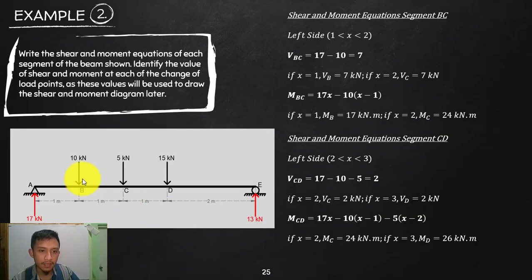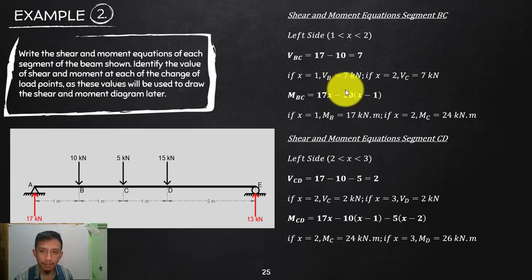Let's go to BC. Cut at BC. Your x is from A to the section here. Your x will be from 1 to 2 since that is the distance from A, so we are limiting ourselves to BC. So that equation will be good for BC. If I cut here, what are the forces? Going up 17, so positive, and then going down 10, which is negative. So 7. Again, that is constant from B to C. So V at B and V at C is still 7.